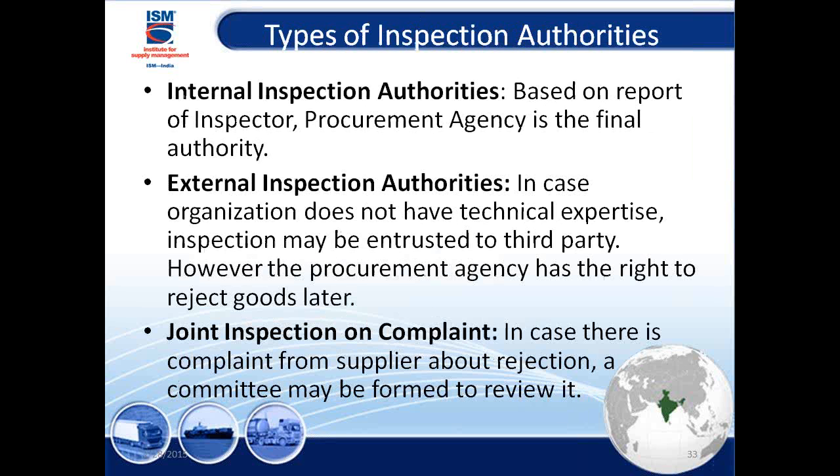Now people ask, who inspects the goods? Inspection could be done by internal or external inspection authorities. Internal means I have an expert in-house who goes and inspects it. But if I don't have the expertise, I take an outside person who does it. But in case there's a complaint, the supplier says, I'm not accepting your report, it is very biased. In those cases, we have joint inspection. There will be a person from the procurement agency, a person from the supplier, plus a third expert, and they work together.